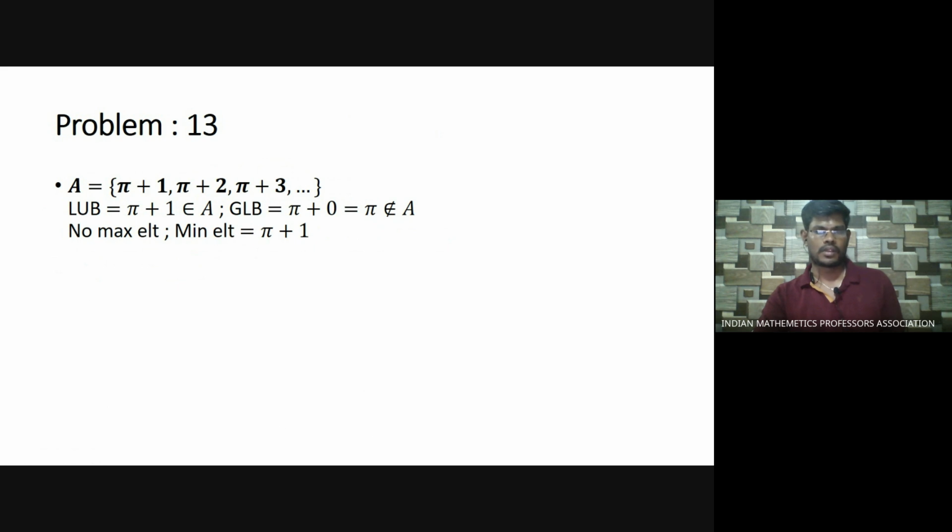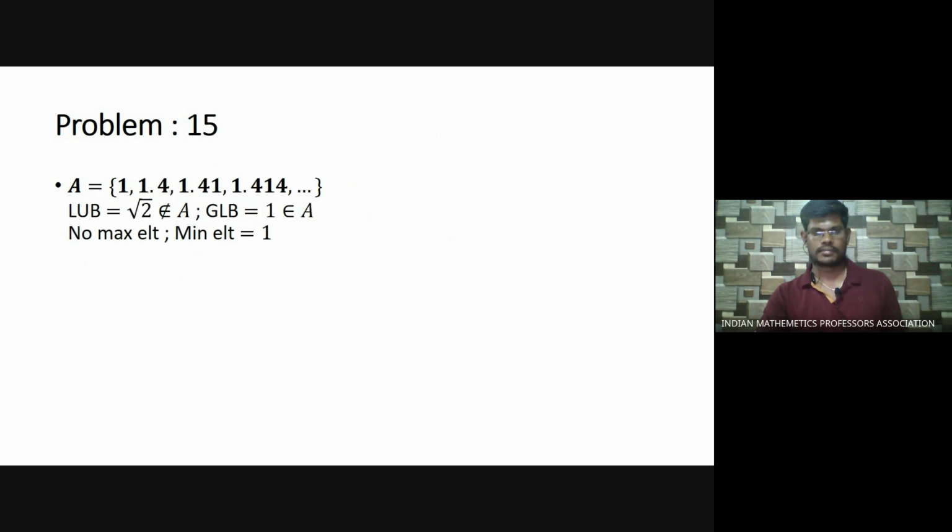And A is equal to pi plus 1 comma pi plus 2 comma pi plus 3. Here the least upper bound is pi plus 1, and the greatest lower bound pi plus 0 is not in our set. So this is bounded below, and this is A equal to pi plus 1.